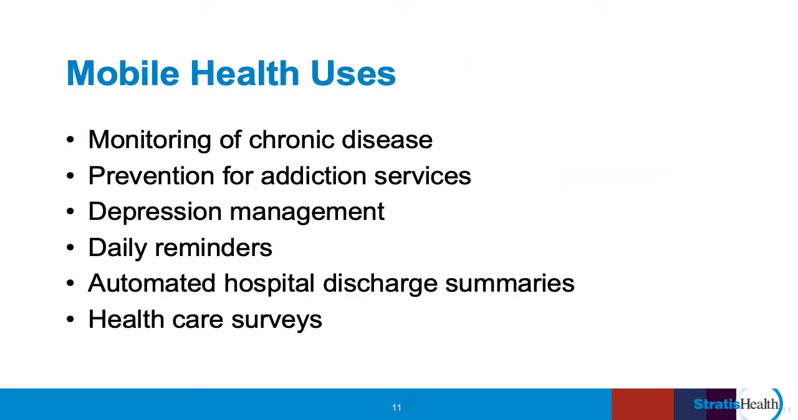Mobile health is using a mobile device to manage your health. Some common examples are the Apple Watch, wrist-worn fitness trackers such as Fitbits, and smartphones like Apple and Android, most commonly. There are hundreds of apps you can load onto your phone that will help with monitoring of chronic disease, prevention for addiction services, management of depression, and healthcare surveys.